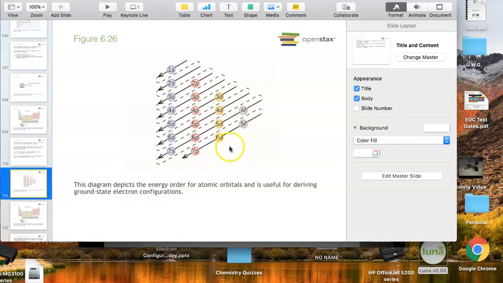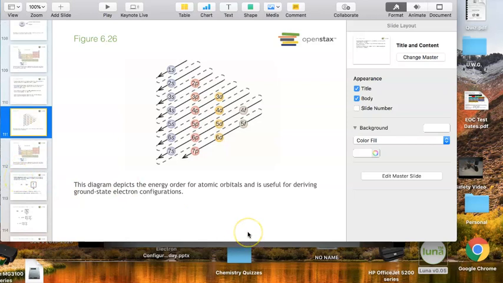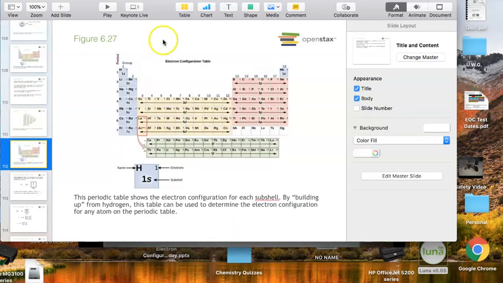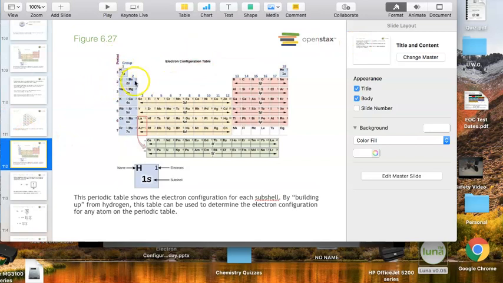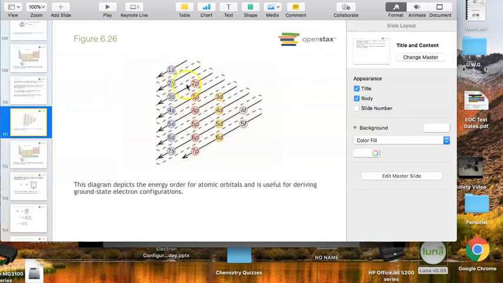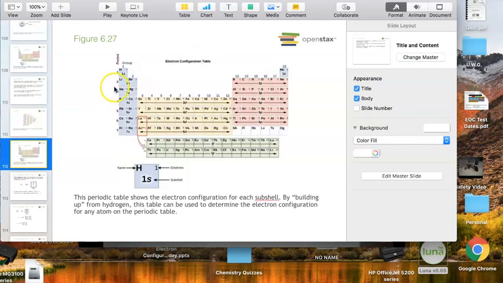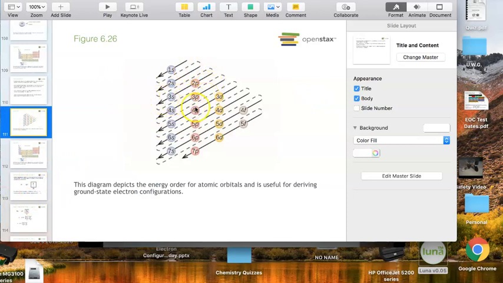All right, so notice this diagram depicts the energy order for atomic orbitals and is useful for deriving ground state electron configurations. So you can figure this out by just looking at your periodic table. You're always starting with hydrogen, right? So hydrogen's 1s, so that's where you have to go through first. And then 2s, and then 2p. Then 3s, and then 3p, and then 3d. 4s, 4p, 4d, 4f, 5s, 5p, 5d, 5f, and so on.